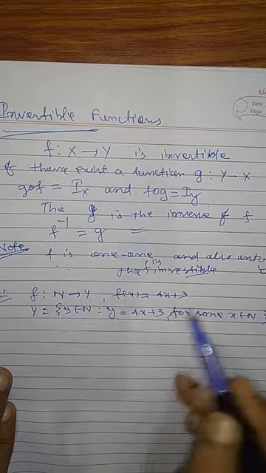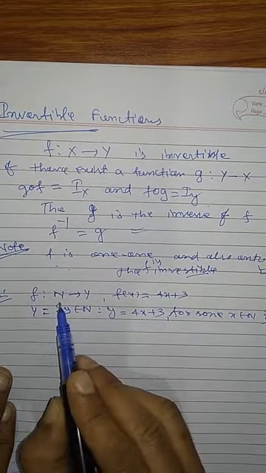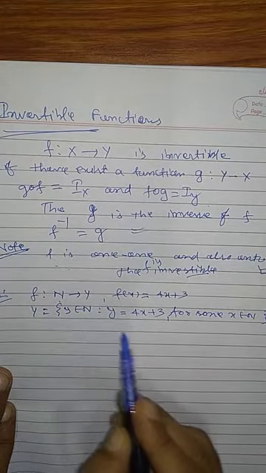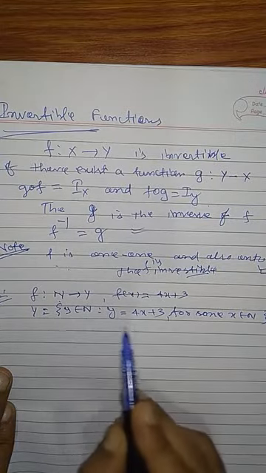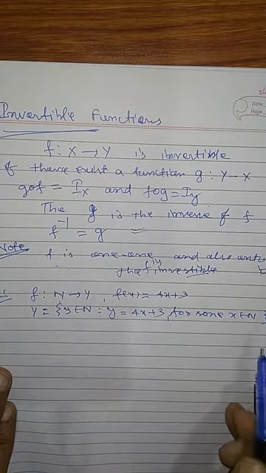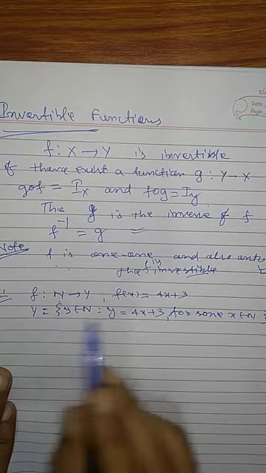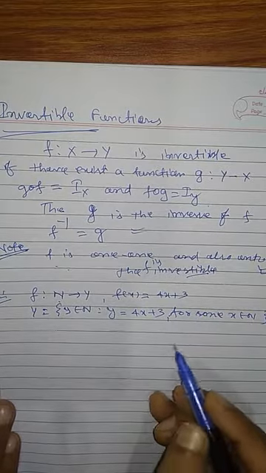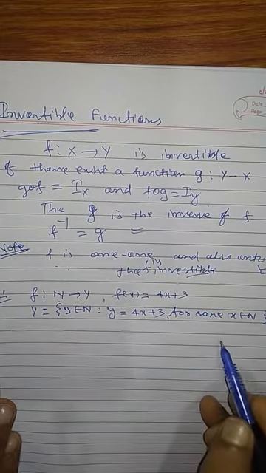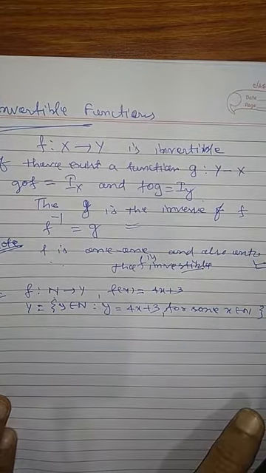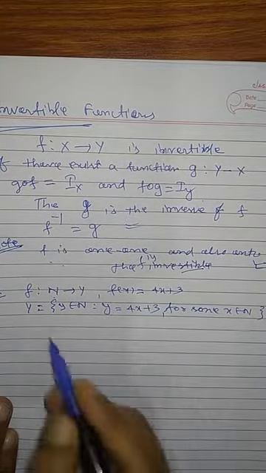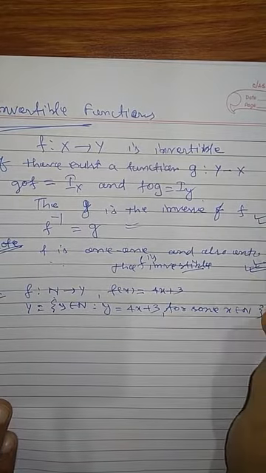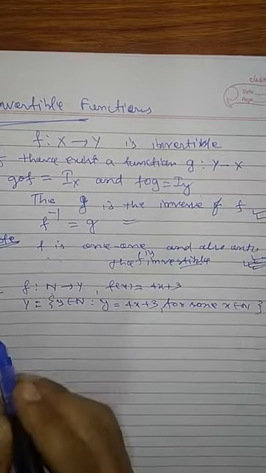Now, what is given? f is a function from capital N to Y. What is Y? Y is a set containing natural numbers of the form y equal to 4x plus 3. And f is the function 4x plus 3. For this, you have to prove whether the function is invertible or not. We will apply both procedures, that is the g of f and f of g procedure, and the second one also.